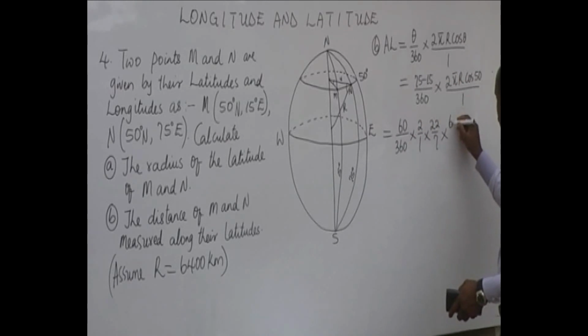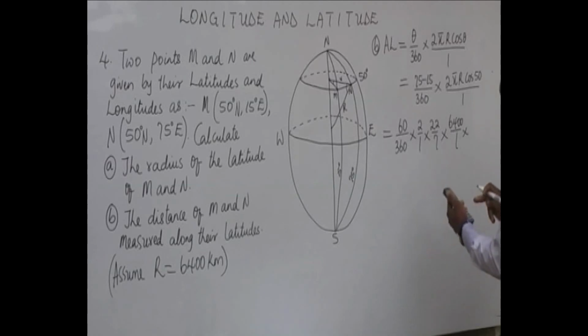6,400 all over 1, times, let's find the value of cosine 50. It gives me 0.6428. The camera is warning me because of space. I hope it still took this. So I have rounded this up to 4 decimal places, 0.64278, to 0.6428. So let's multiply out.